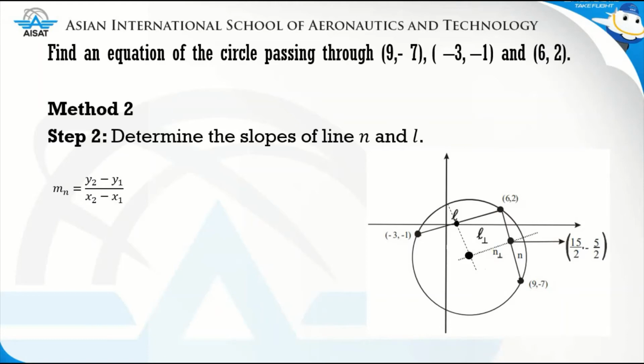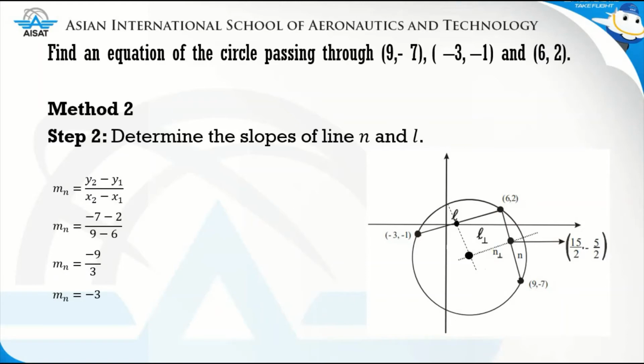So substituting the values from the given points, (6, 2) and (9, -7), we will have negative 7 minus 2 over 9 minus 6. Simplifying that, we will have negative 9 over 3, or simply negative 3. And for the second line, for line L, the points are (-3, -1) and (6, 2).